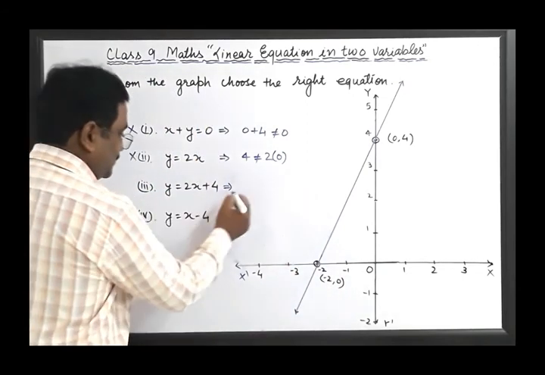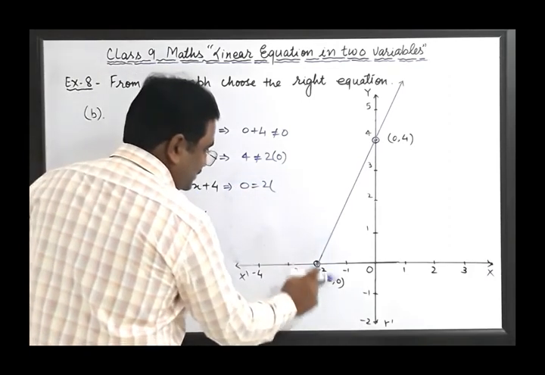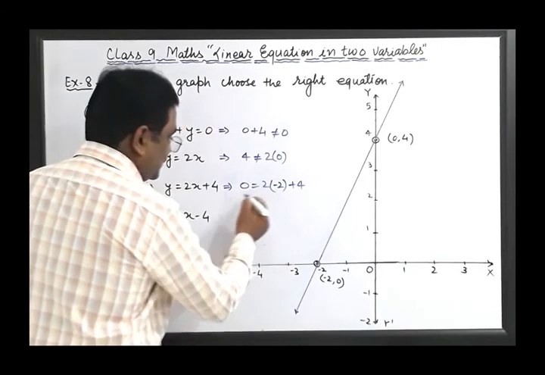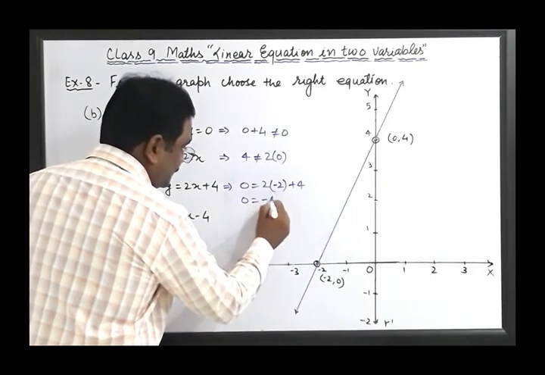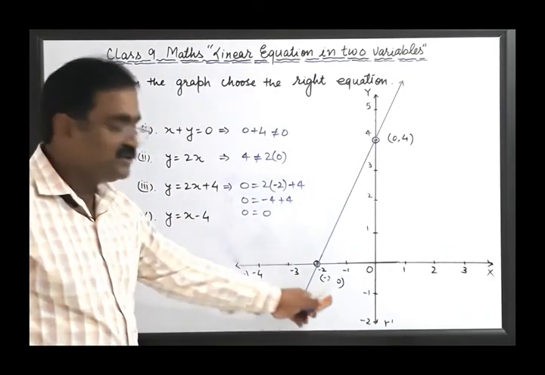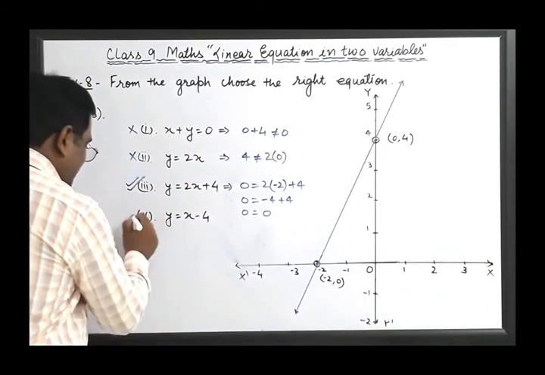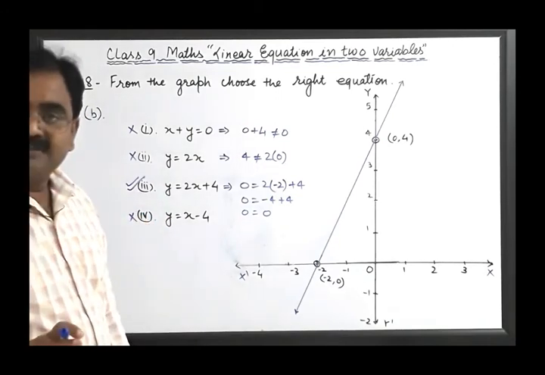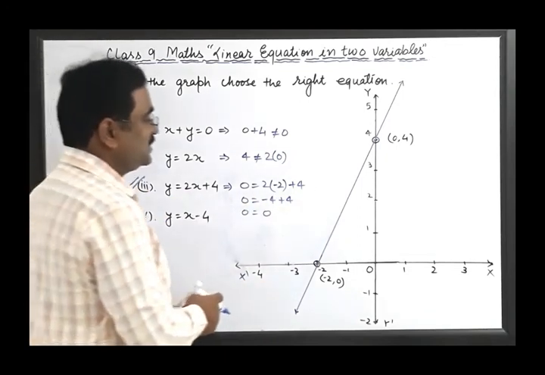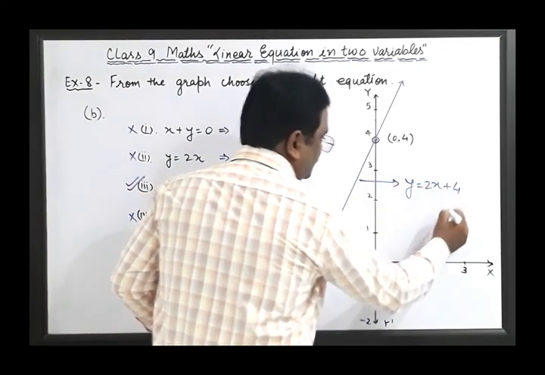So substitute here. Y is 0 equals to 2 multiplied by x, and the value of x is -2, plus 4. Let us simplify it. 0 equals to -4 plus 4, and this is 0. It means this point is also satisfying this equation. It means our required answer is this third option. Right, children? So for this given line, the equation is y is equals to 2x plus 4. Equation of this line is y is equals to 2x plus 4.